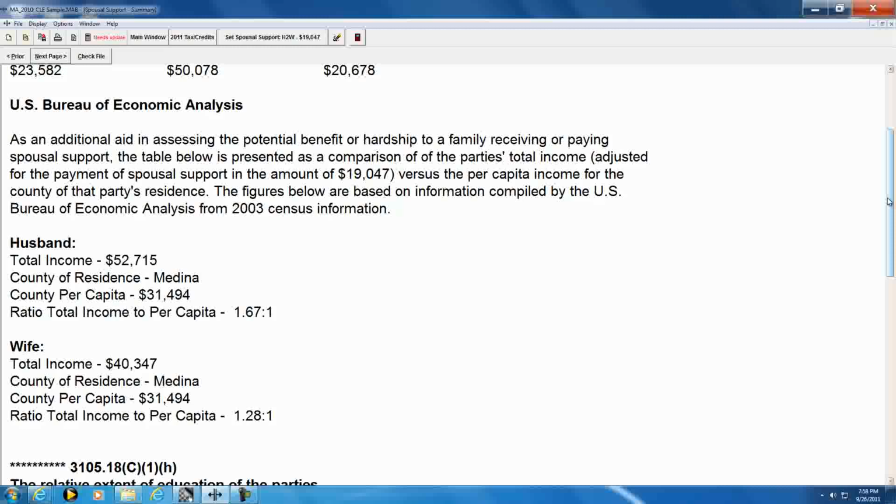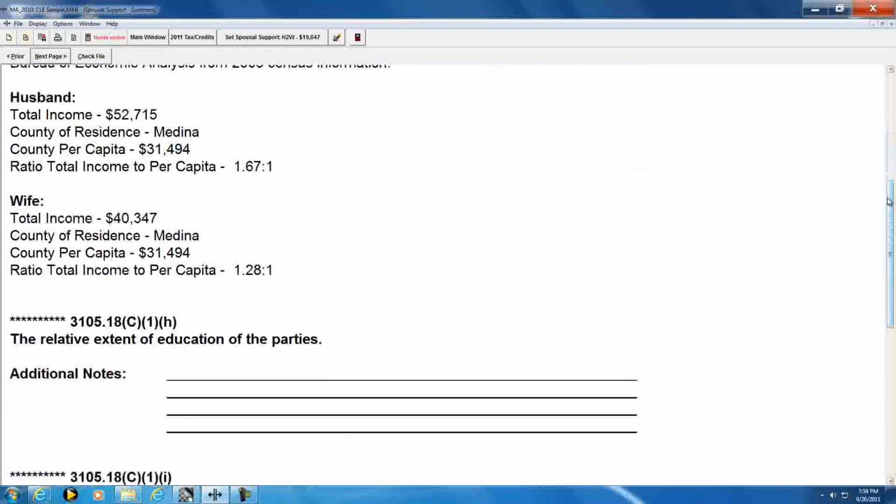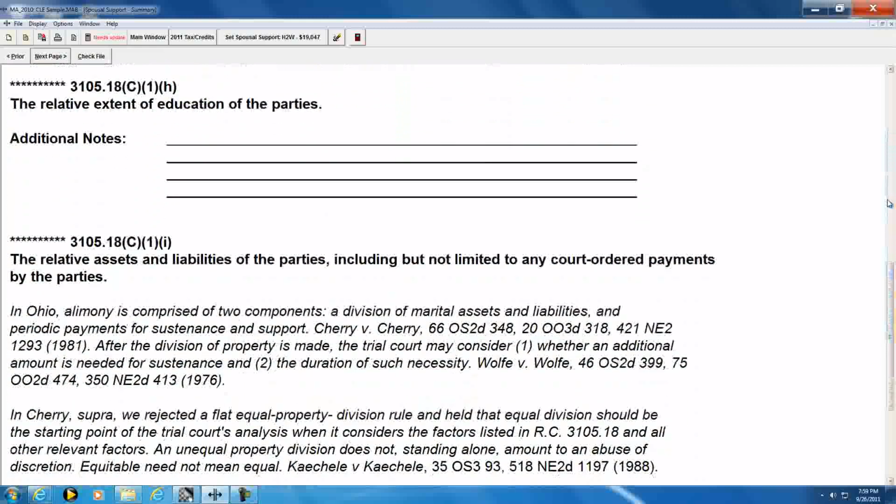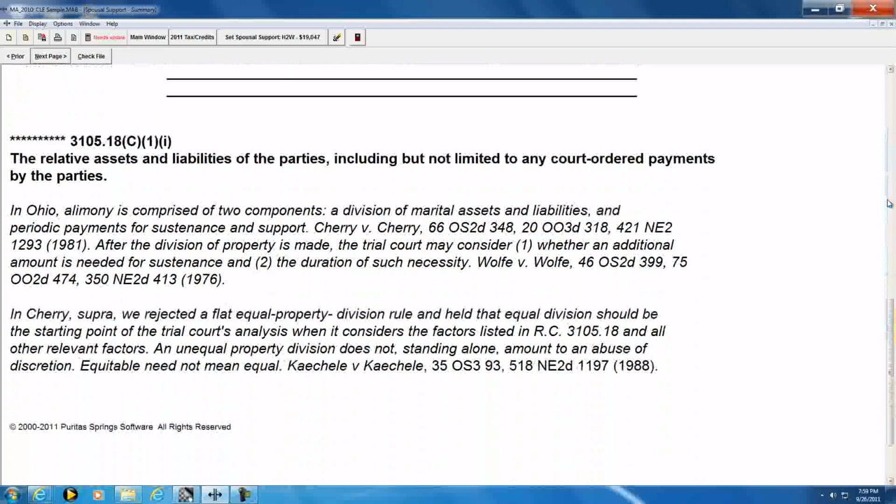It kind of gives you an idea of how your parties compare to average families in the county of residence, and it has some bearing on standard of living, although recall that the statute talks about the standard of living the parties themselves established during the marriage, and not in comparison to Joe and Mary average in that county. There are 14 factors in 3105.18c, and the Statutory Considerations Report is 8 pages long, and as usual, we don't have time to go through this report in detail. Again, the downloadable materials will let you do that on your own if you are so disposed.